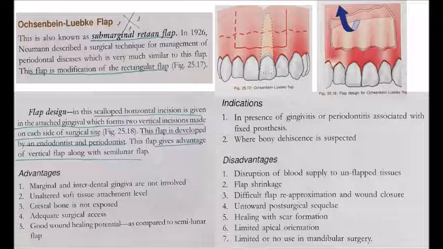The disadvantages are disruption of the blood supply to unflapped tissue, flap shrinkage, difficult flap reapproximation and wound closure, untoward post-surgical sequelae, healing with scar formation, limited apical orientation, and limited or no use in mandibular surgery. Advantages are that marginal and interdental gingiva are not involved, unaltered soft tissue attachment level, crestal bone is not exposed, adequate surgical access is obtained, and good wound healing potential as compared to the semilunar flap.